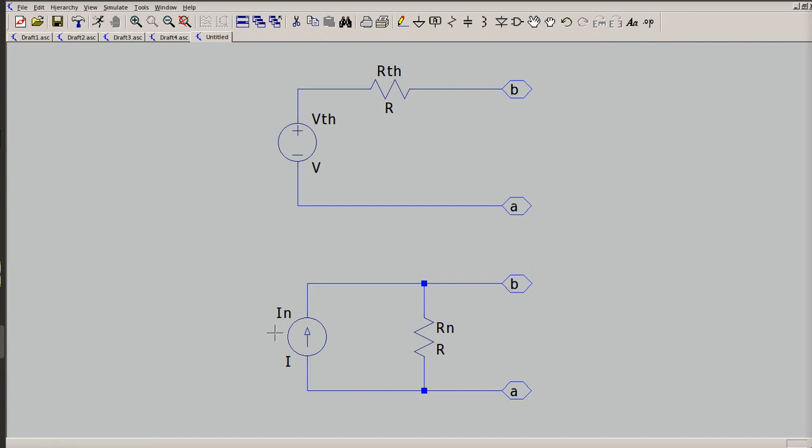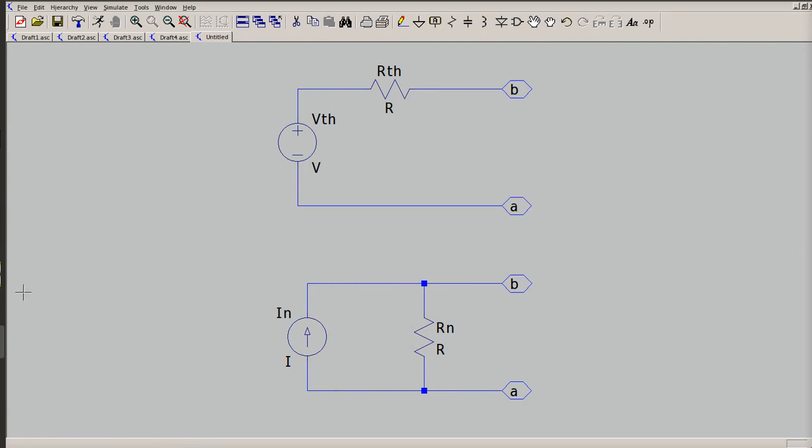My Norton circuit looks like a current source in series, or in parallel, excuse me, with a resistor going out into a larger circuit. Okay, so when I ask for a Thevenin circuit with a Thevenin voltage, I'm asking for a circuit with a voltage Thevenin equal to whatever value I give you, and a resistor Thevenin with whatever value I give you. I'm looking for a circuit in this form. If I ask for a Norton circuit, I'm looking for a circuit in this form. It'll be a current source and a resistor.